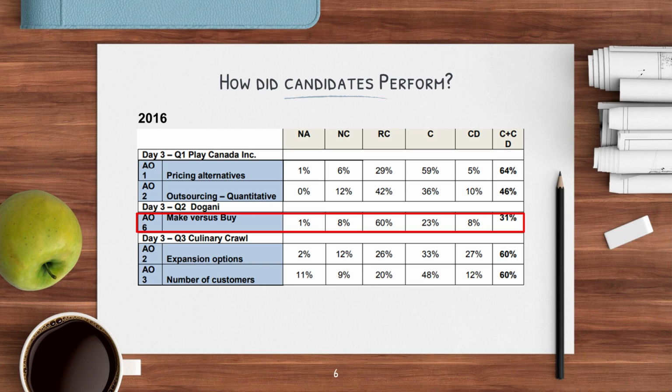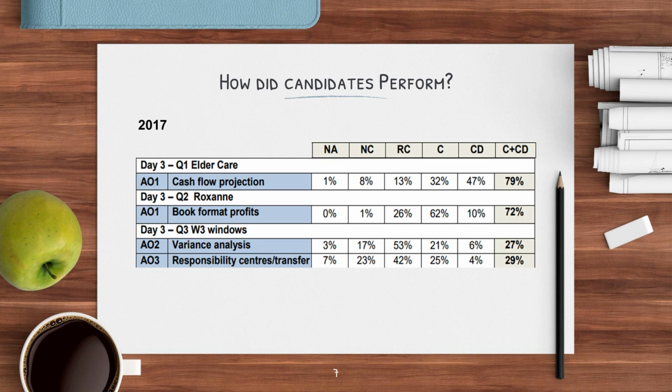Something to note here is that many candidates in 2016 didn't get competent on their make versus buy discussion, and that's very unfortunate because normally that's a fairly simple topic that candidates should know. If you're not sure how to solve this, make sure you check out my video on how to solve a make versus buy analysis.